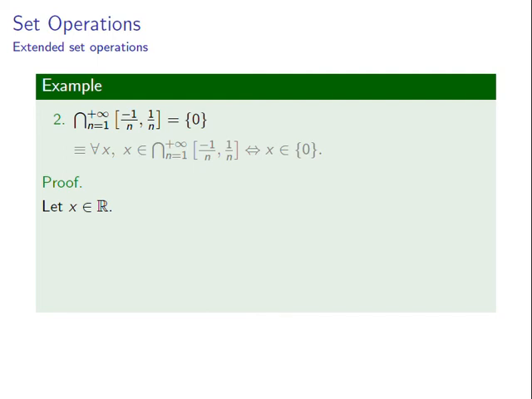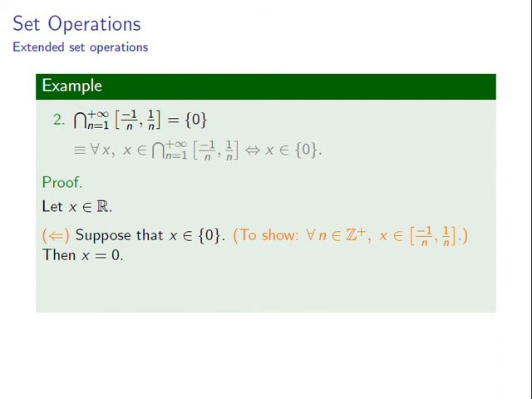To prove this, let x be an arbitrary real number. Assume first that x is an element of the singleton with element 0. We need to show that x is an element of the intersection of all closed intervals from minus 1 over n to 1 over n and from 1 to positive infinity. This is equivalent to the condition that for every positive integer n, x is an element of the closed interval from minus 1 over n to 1 over n. Since the only element of the singleton is 0, x must be equal to 0.